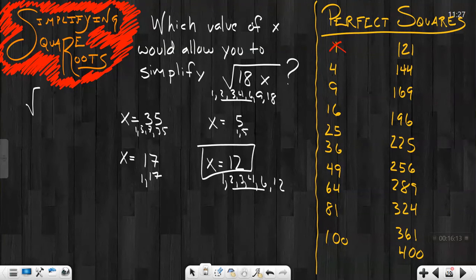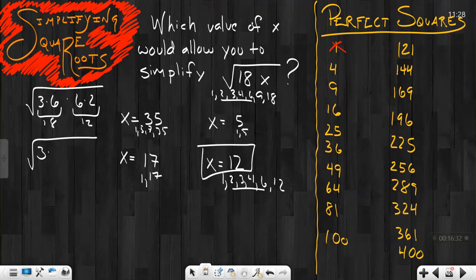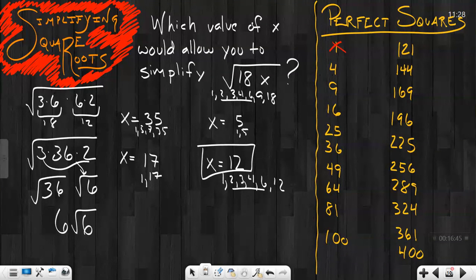Just to explain why, again, if I'm looking at 18, I'm just going to pick 18 to be 3 times 6. And if I pick 12 to be 6 times 2, just picking out to have one common factor there, then I'm really looking at the square root of 3 times 36 times 2. And so I'm really looking at square root of 36 times the square root of 6. 3 times 2 gives me that 6 there. And that would reduce to 6 root 6. So that's how you know that it would actually work. You can actually simplify at that point.